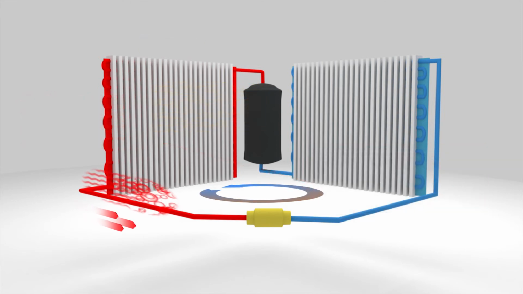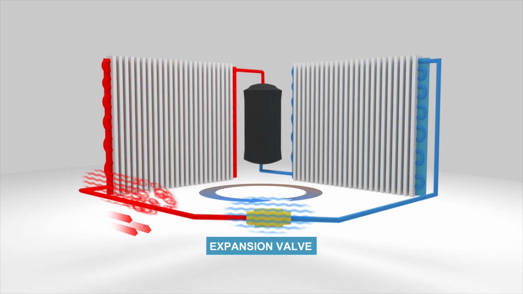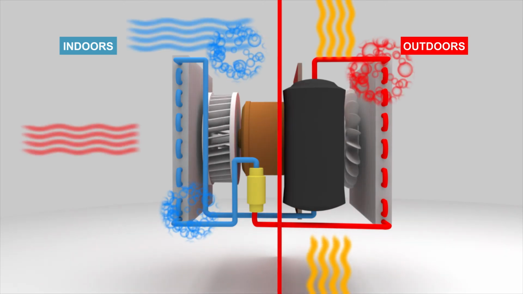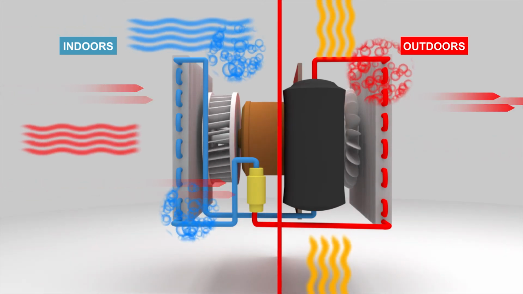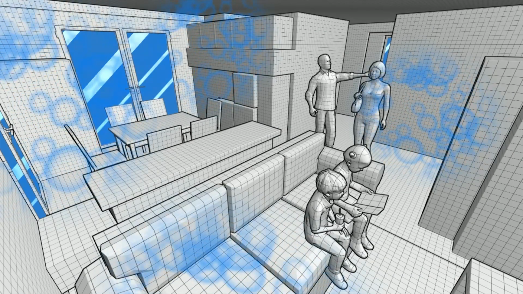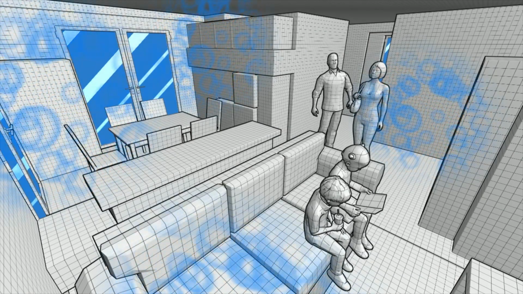The warm liquid passes through the narrow passage of the expansion valve, dropping the temperature and changing to a combination of liquid and gas. The liquid and gas working fluid returns to the evaporator coil, and the cycle repeats itself, cooling the indoor air and moving the heat outside. And that's how an air conditioner works, moving heat from where you don't want it to where you don't care.